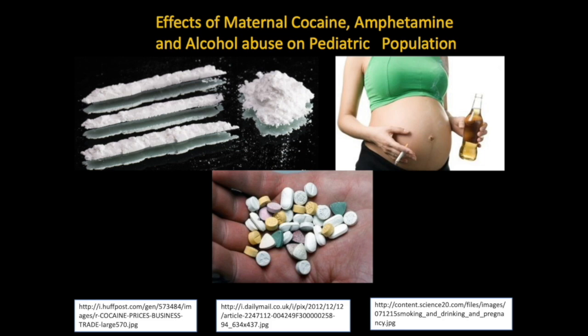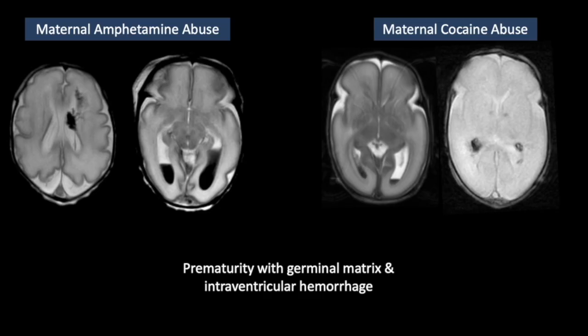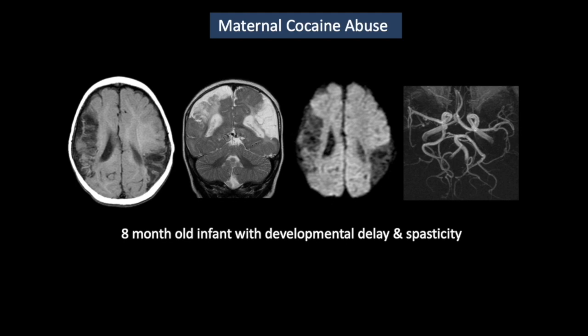In the next few minutes, I'll be briefly touching upon the implications of maternal substance abuse on the developing pediatric brain. Cocaine and amphetamine act as CNS stimulants. The cytotoxic effect on the trophoblastic tissue affects early fetal development and results in premature birth with germinal matrix and intraventricular hemorrhage. In addition to prematurity, elevated catecholamine levels lead to vasoconstrictor effect on placental and fetal vasculature, resulting in multiterritorial infarcts.